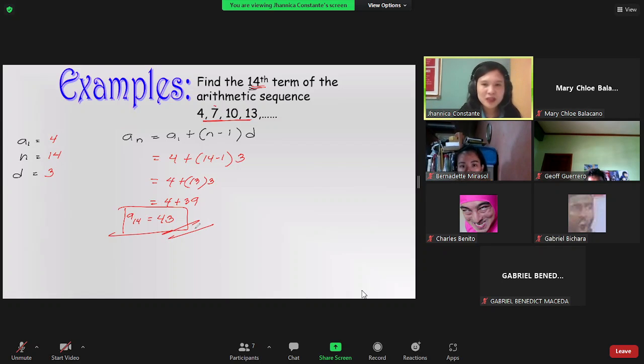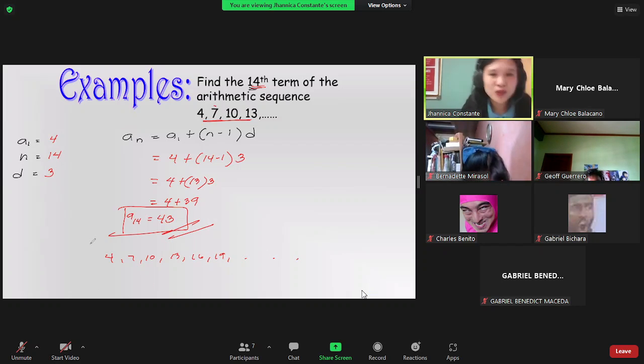Kung ayaw gamitin si formula, kung gustong pahirapan ng sarili, pwede naman. It's just going to continue if that is what you want. If you're going to continue the sequence 4, 7, 10, 13 until you reach the 14th term, we have 16, 19, and so on. You can do that. But it will consume a lot of time if that is what you're going to do in continuing the sequence.